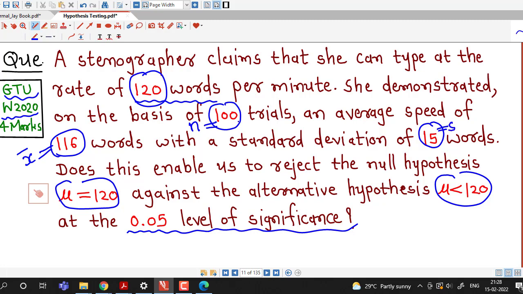Because the sample size is large, here we can see n is 100, which is greater than 30, therefore we can apply the large sample hypothesis test for this hypothesis testing procedure. Here the sample standard deviation is given and the population standard deviation is unknown. So we can replace sigma by the sample standard deviation in the formula for the Z statistic.